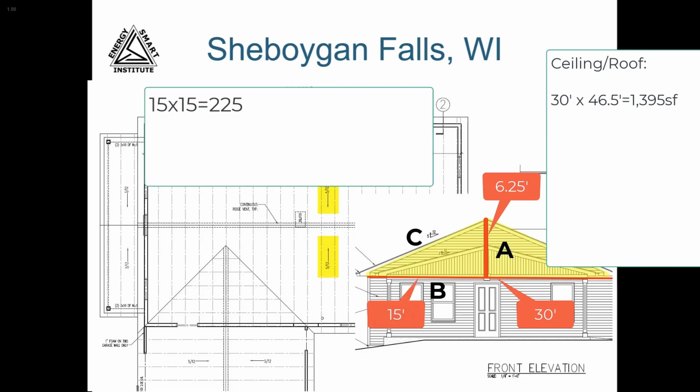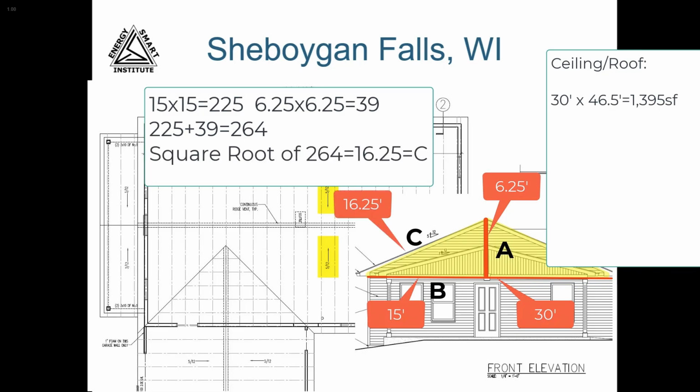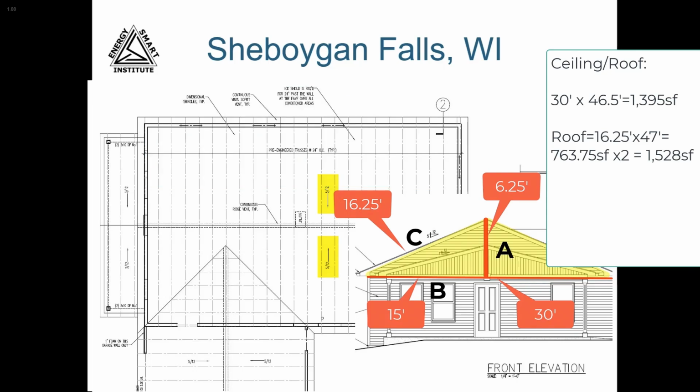Now we have our triangle. 15 squared is 15 times 15, which equals 225. 6.25 squared is 6.25 times 6.25, which equals 39. 225 plus 39 equals 264. So c squared is 264, and our c distance is the square root of 264, which equals 16.25. Now we can calculate the area of the roof as 16.25 times 47 feet, which equals 763.75 square feet. We need to multiply that by 2 to get the other side of the roof, so we have a total of 1,527.5 square feet. But don't forget the gable ends.